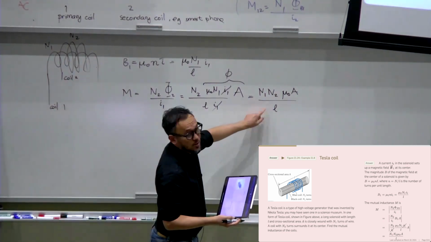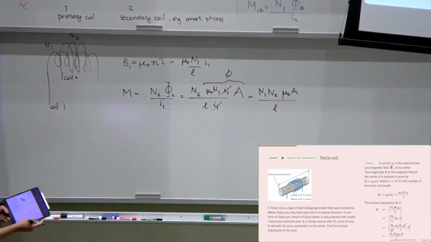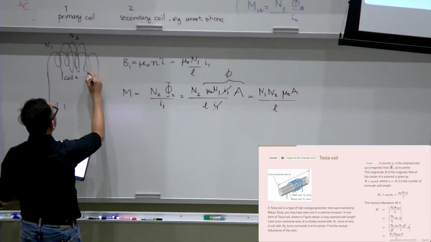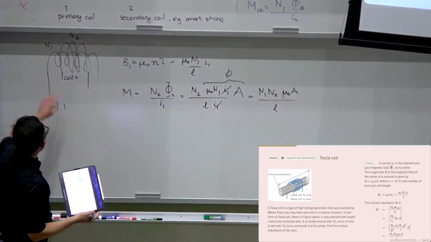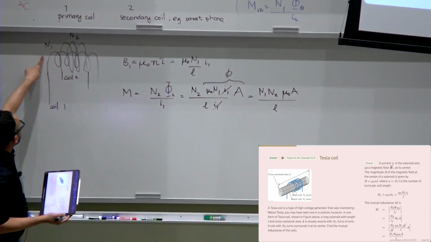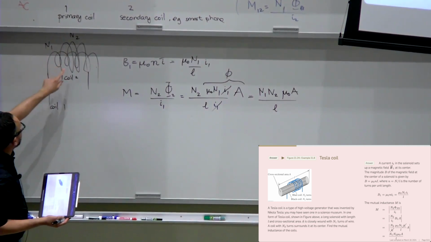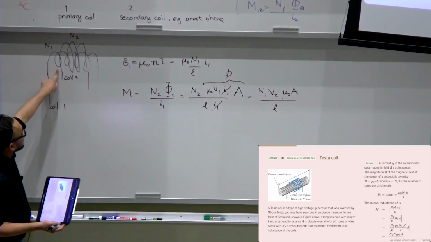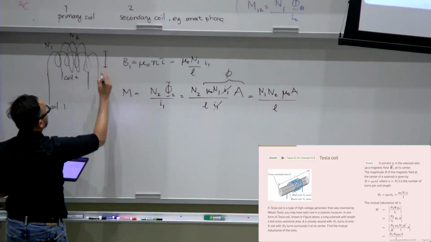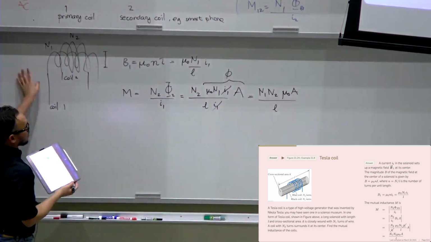I will give you this equation on the exam. But this is a famous expression of mutual inductance of a Tesla coil. So it depends on the number of turns of the first coil and second coil, and then depends on the area, the size of the coil, and the length of the coil.